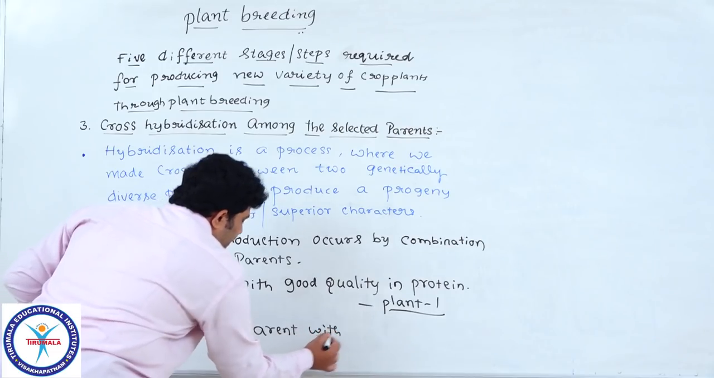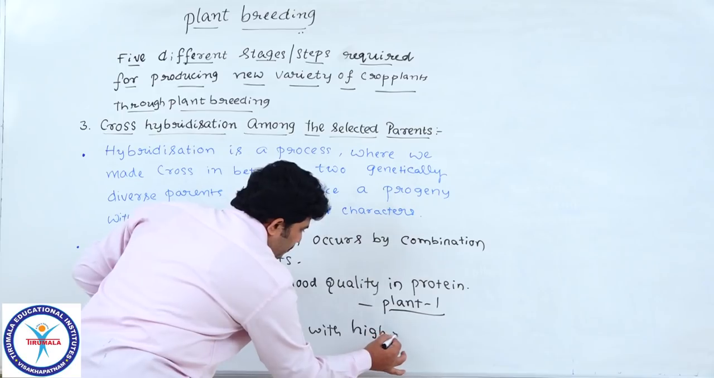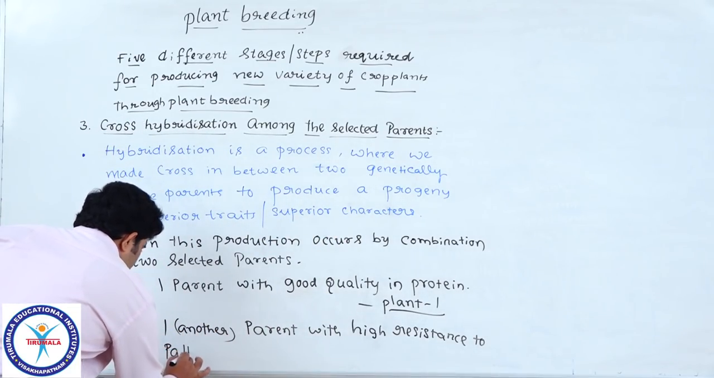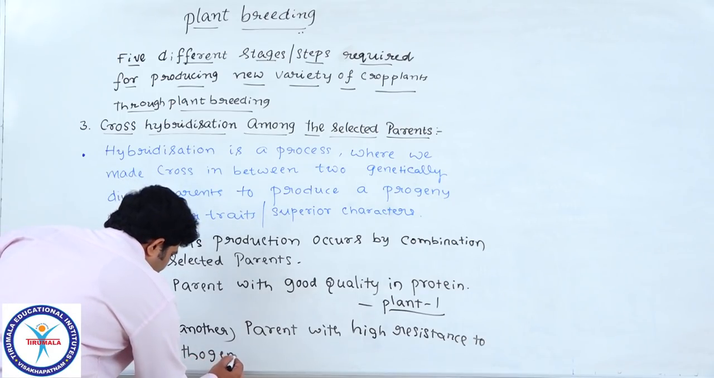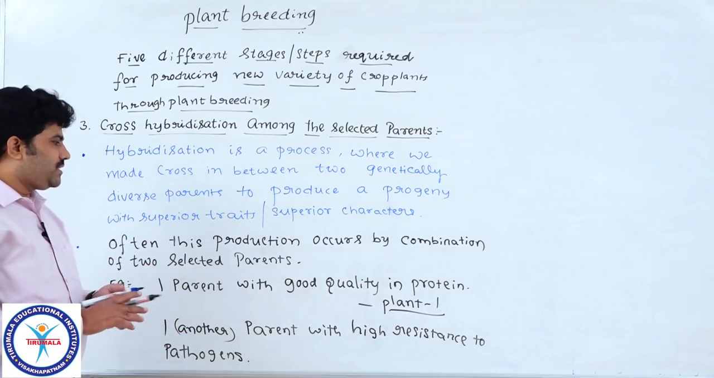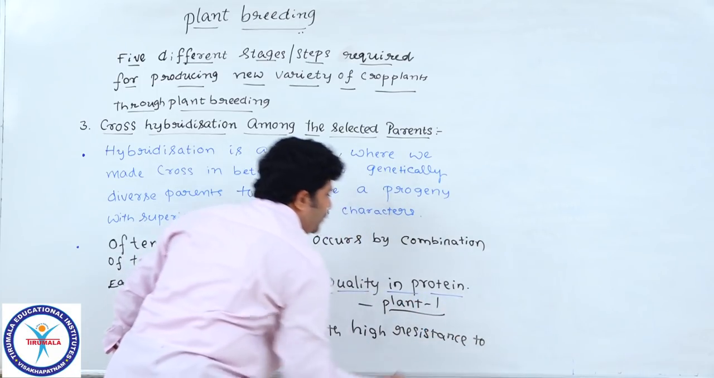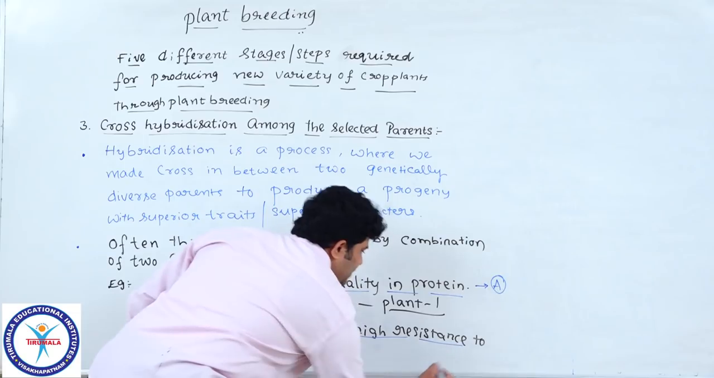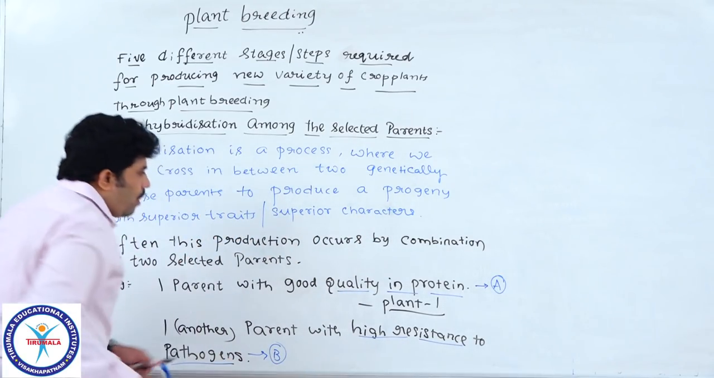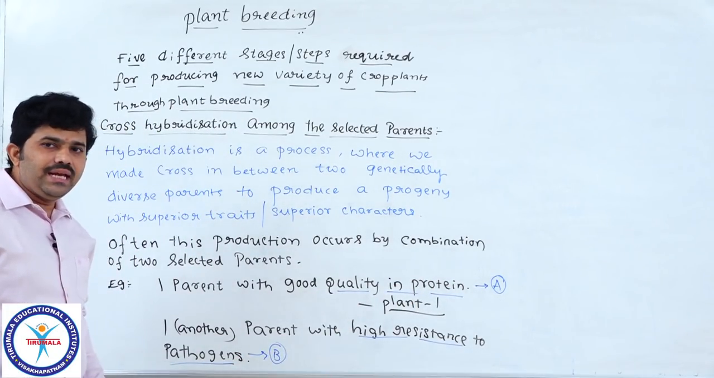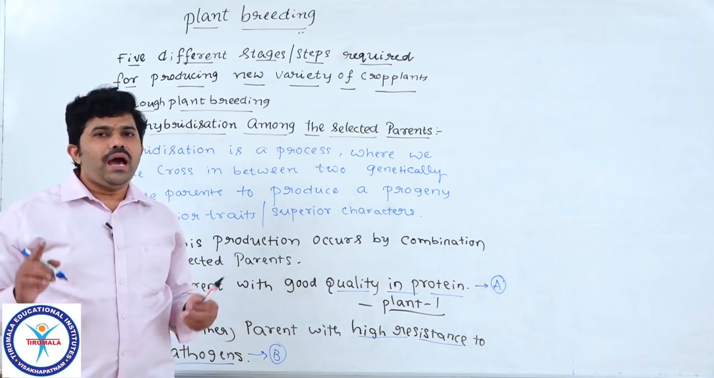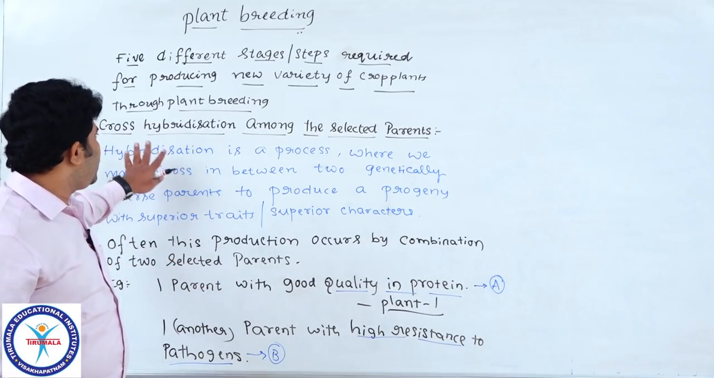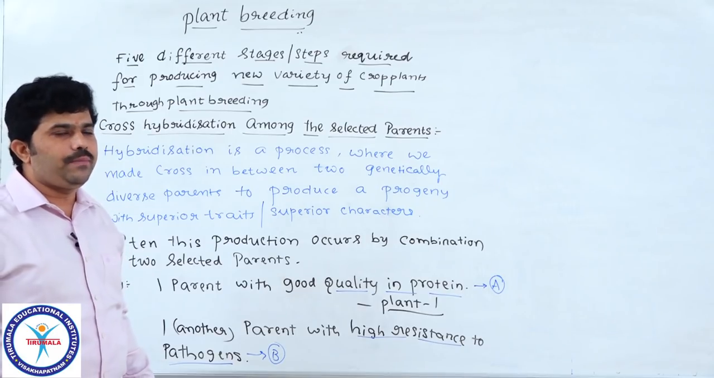The other parent has high resistance to pathogens or environmental stresses, whatever it may be. So we observe two different desirable characters. The first desirable character, A, is a good quality of protein. The second desirable character, B, is high resistance to pathogens. Now we are trying to incorporate A and B into one generation, or one population, which will possess both desirable characters in the offspring. This is the main activity in this third step of plant breeding, cross hybridization, students. Understood?